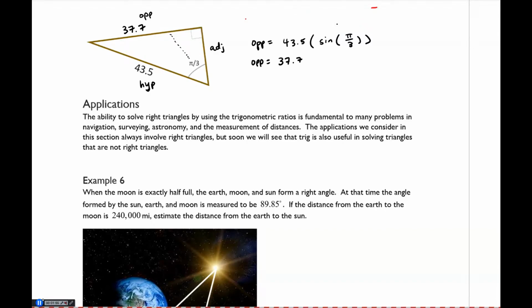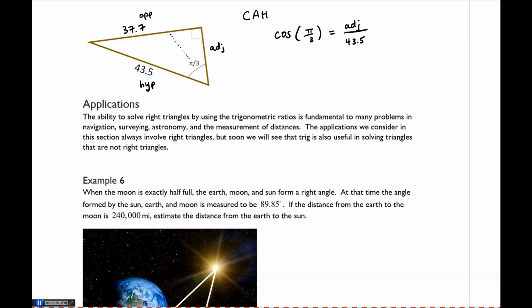And now we want to figure out the adjacent side length. And remember that there's two ways that we can go about doing this. We can use the Pythagorean theorem, or we could create another trig function. So the one that uses the adjacent and the hypotenuse, if we think of SOHCAHTOA, would be cosine. So we'd say cosine of pi over 3 is equal to the adjacent over the hypotenuse, which is 43.5.